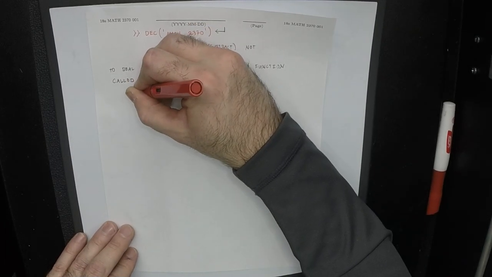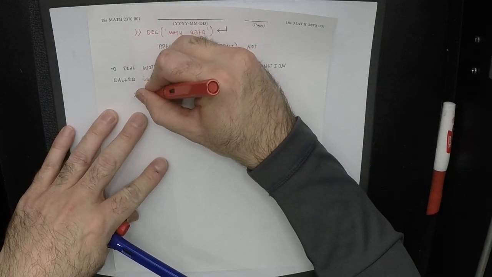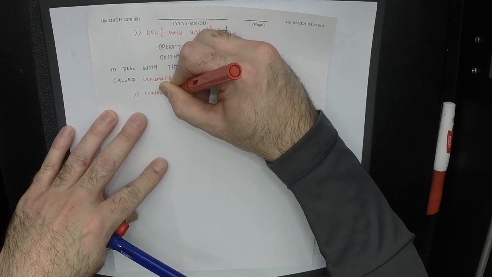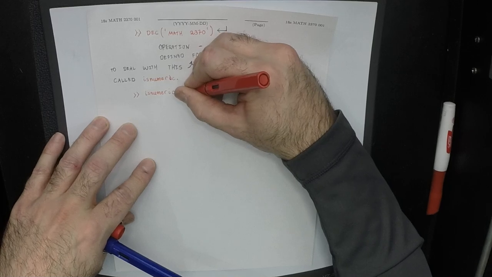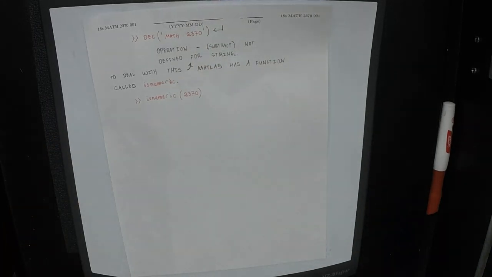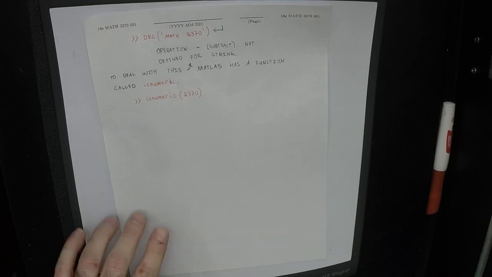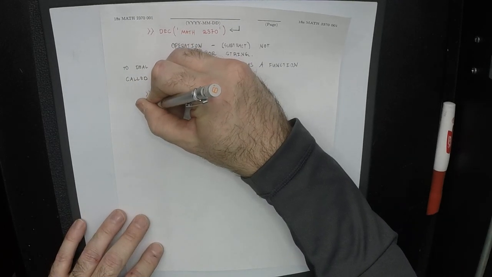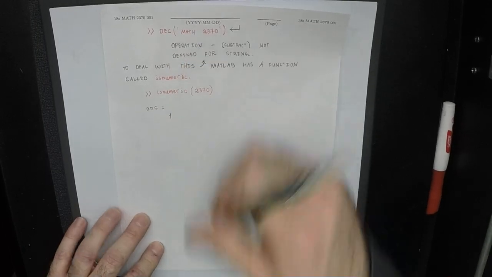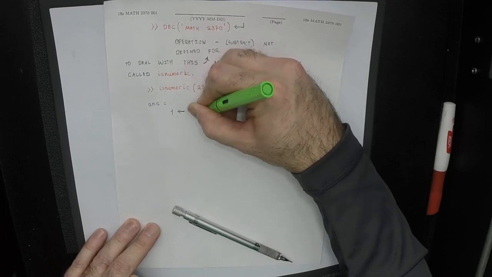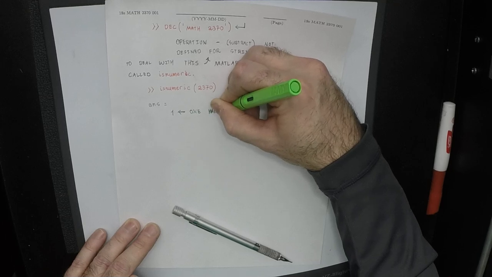Okay, so specifically, at the MATLAB console, if we type isNumeric and we give it the argument, say 2370, well, in essence what you're asking is, MATLAB, is 2370 a numeric value? And MATLAB's going to say yes, it is. So the way that MATLAB says yes, when you ask it a yes or no question and it is answering in the affirmative, it will say ans equals 1. So this 1 means yes.